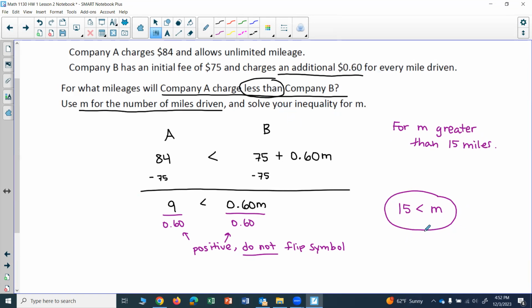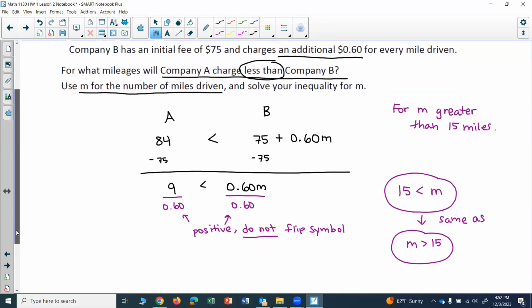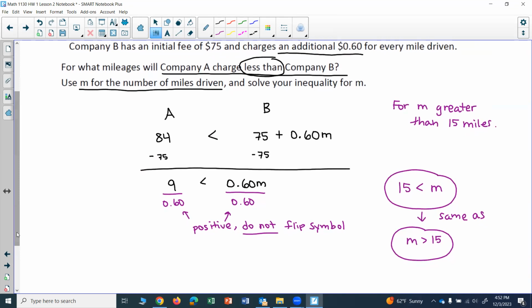Now notice this is the same as writing M greater than 15. So writing 15 less than M is the same as writing M greater than 15. So remember, for inequalities, you solve them just like an equation. If you multiply or divide by a negative, you flip your inequality symbol. Otherwise, you leave the symbol as is.